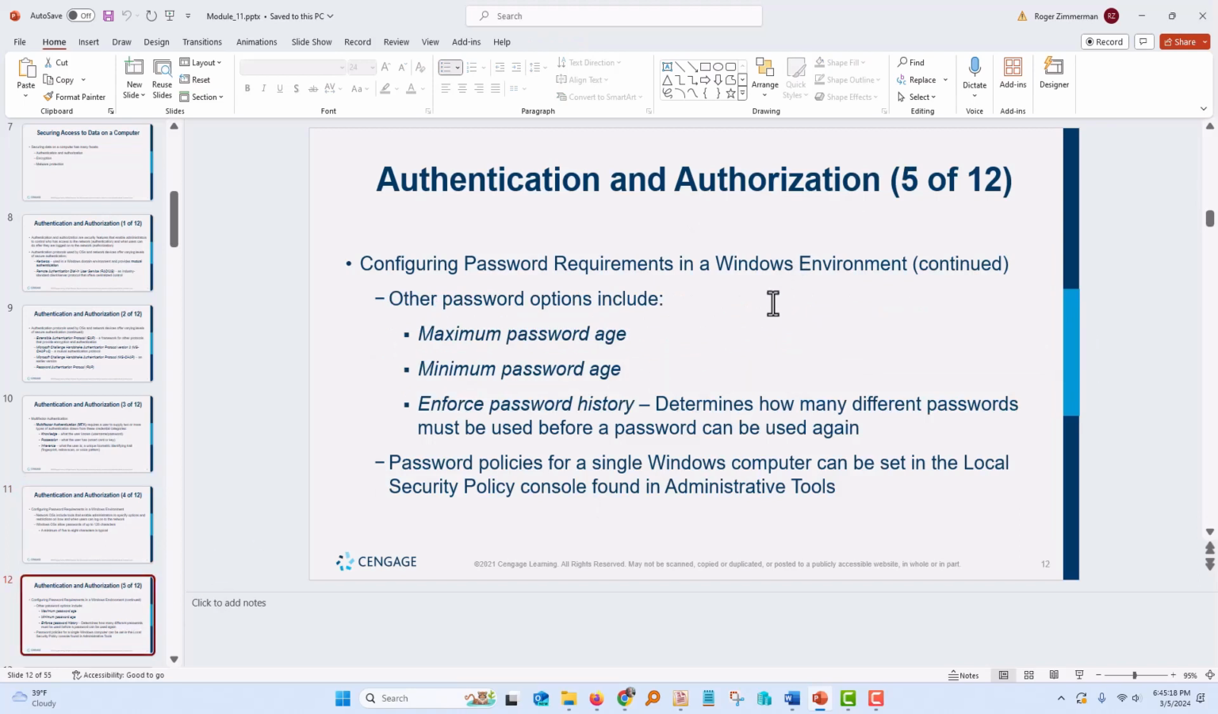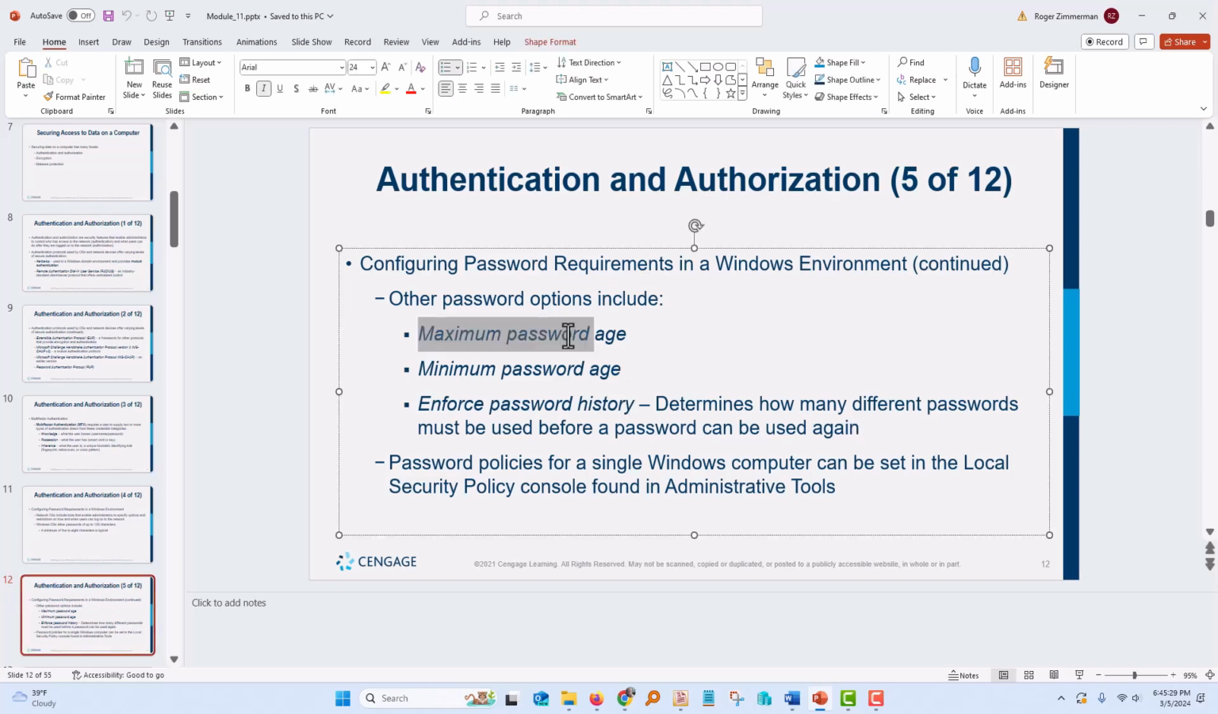Password requirements. There are several of these things that you can set up in Windows, but 3 that are particularly important, and that is a maximum password age, minimum password age, and password history.